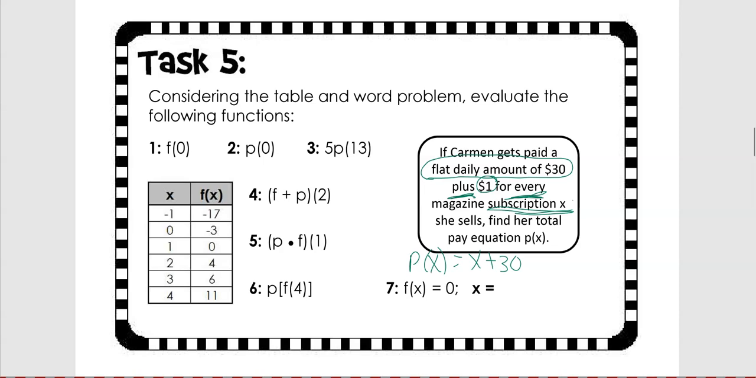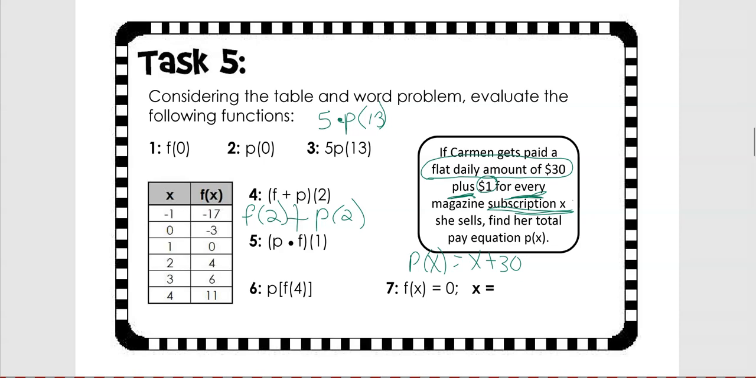So first of all, let's look at number 3 real quick, and it says 5p of 13. So that's the same thing as saying 5 times whatever you find for p of 13. So substitute 13 in for x, find p of 13, and times it by 5. Use a calculator. All right, so f plus p of 2. So this is going to be the same thing as f of 2 plus p of 2. Since it's addition, I'm going to leave it and let you do it, just reinterpreting it.